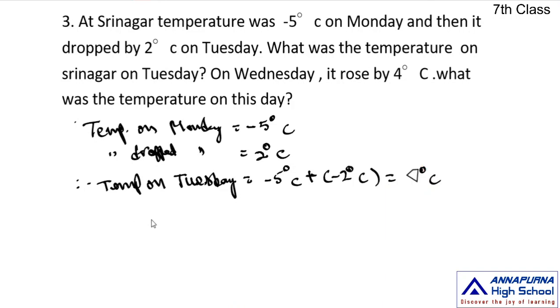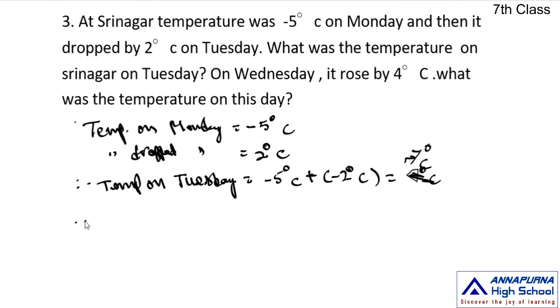Now next one. What was the temperature on Srinagar on Wednesday? Now on Wednesday, it rose by 4 degrees. On Wednesday means what is the temperature on Tuesday? Tuesday is minus 7 degrees centigrade. Now, on Wednesday it rose. Therefore, the temperature rose on Wednesday.